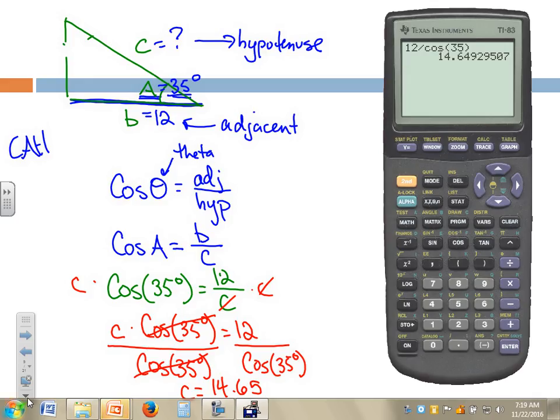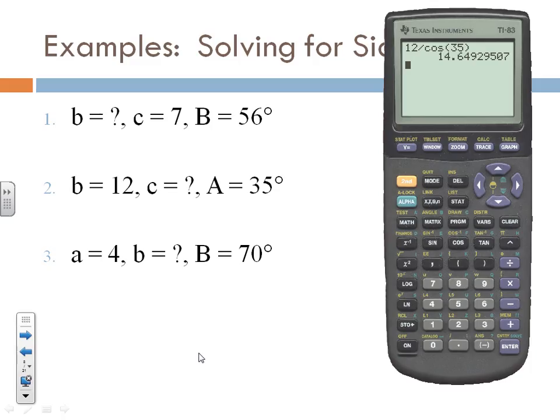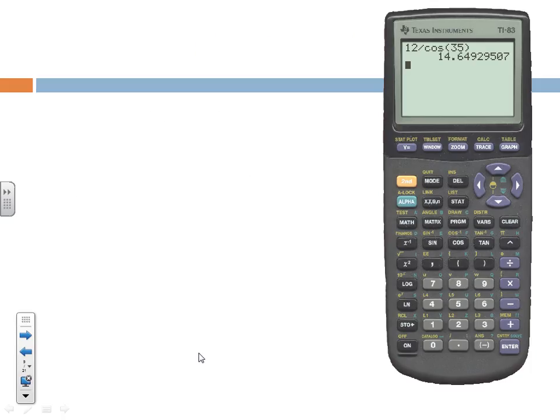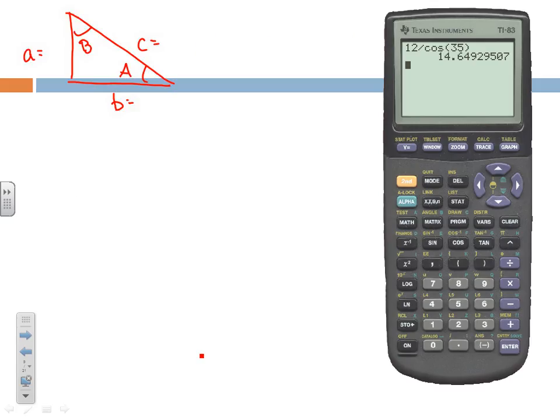Let's look at one final example, and then we'll move on. Side A is 4, B is our unknown, and angle B is 70. You could probably guess what function we're going to use on this. You have to draw this every time because we want to determine what things are opposite and what things are adjacent. So A is 4, angle B is 70, and we're going to be looking for side B, that's our unknown.